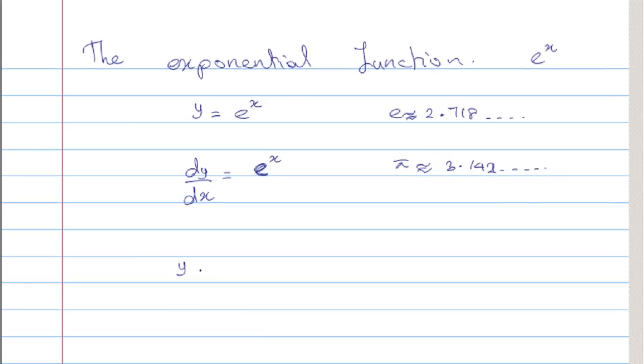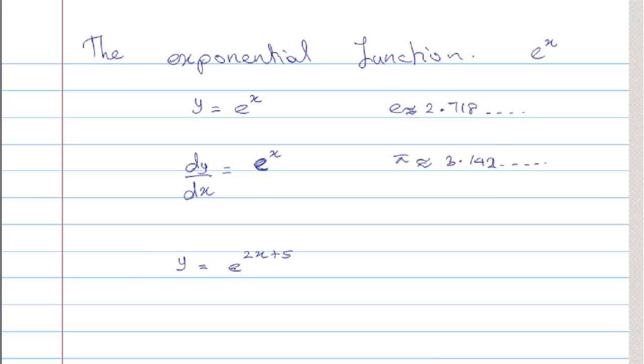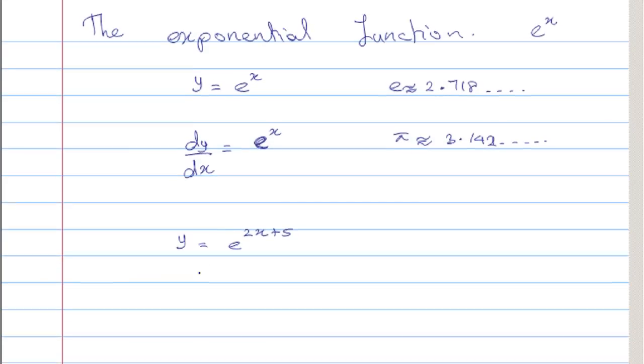So let's say we have a function y equals e to the power 2x plus 5. Now to differentiate this, I can use the chain rule, because I have e as some function and I have raised it to a power of another function. So here I have a function of a function. So in this case, I can use the chain rule.